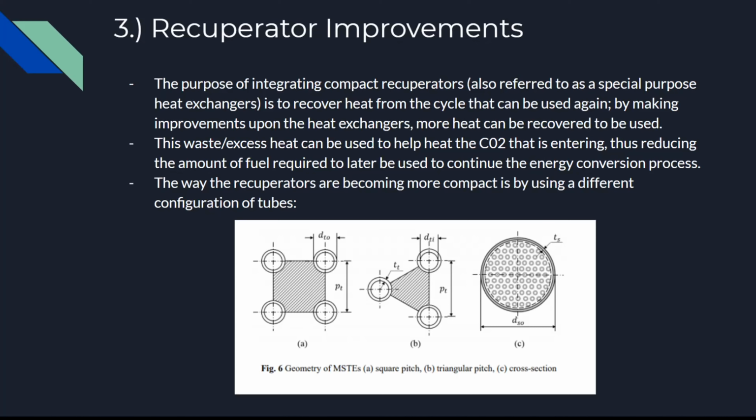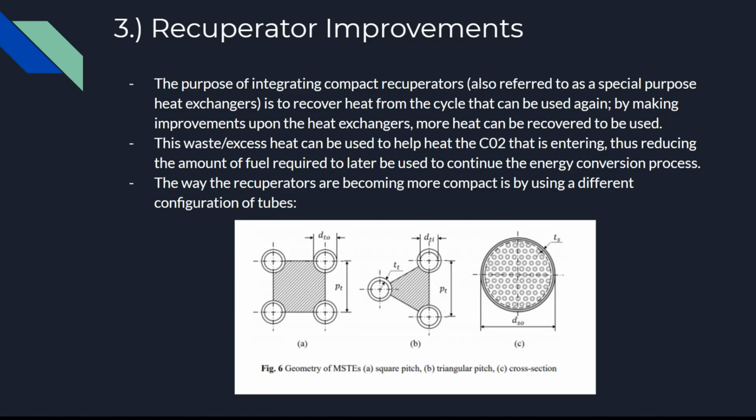The final way is by improving the recuperator. The purpose of integrating compact recuperators, which are also referred to as special purpose heat exchangers, is to recover heat from the cycle that can be used again. By making improvements upon the heat exchangers, more heat can be recovered to be used. This waste or excess heat can be used to help the CO2 that is entering, thus reducing the amount of fuel required to later be used to continue the energy conversion process.